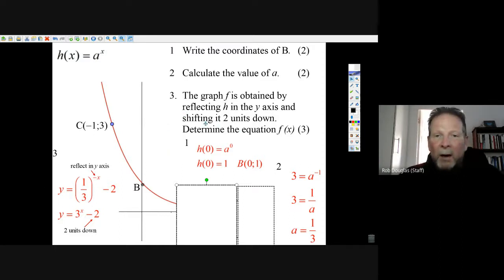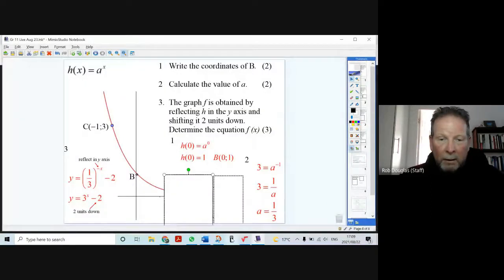Then they say it shifted 2 units down. All you have to do is subtract 2 units. So what you're going to do is go 1 over 3 to the minus x, minus 2. But 1 over 3 to the minus 1 means turn it upside down and make it positive 3. So there's your final answer: the function is 3 to the x minus 2. That was a little tricky for some people, but not really, kind of easy if you know what to do. Okay, that's that.